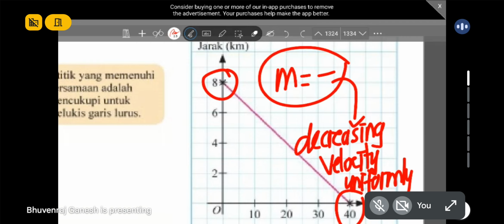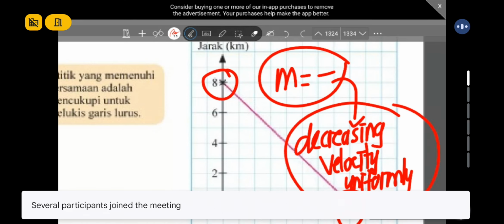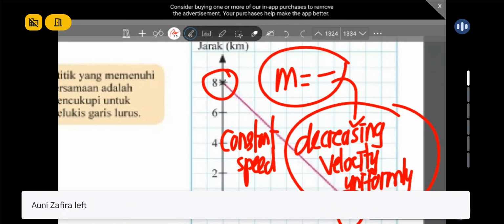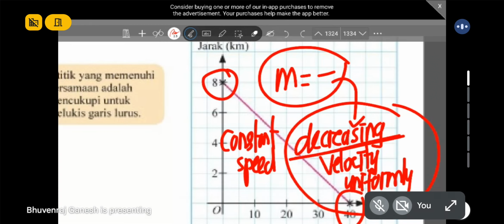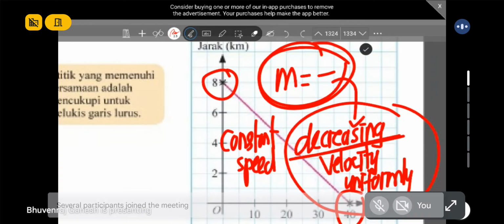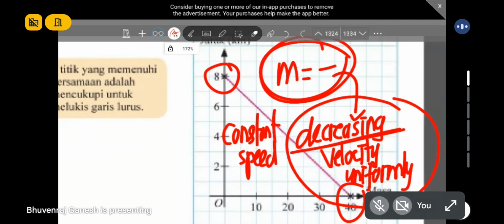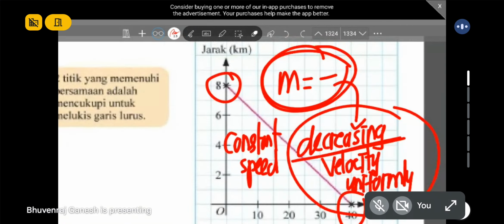Understand? Or you can say, how to say, velocity, this one can. This is actually already enough. Okay, decreasing velocity uniformly. Can. Or you can say constant speed also still can. Constant speed. Okay, uniform speed. But you have to tell them it is decreasing. Understand? Okay, because its gradient is negative. Okay, decreasing velocity uniformly. Okay, can guys? Do you get the concept?